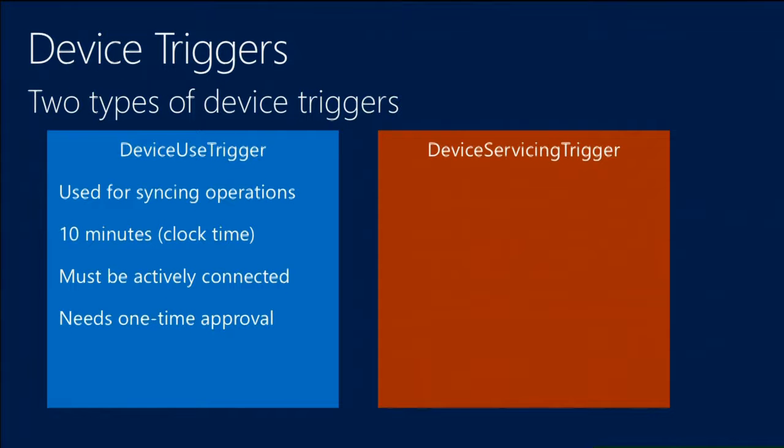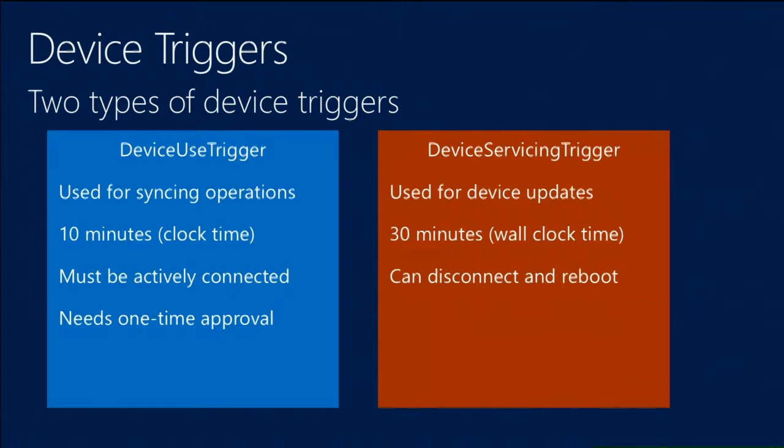The other is the device servicing trigger, and this is for doing basically flushes of code and stuff like that to your device. You get 30 minutes of wall clock time versus your 10, and the device can be disconnected. So if your process needs to reboot the device after updating the code on it, you're able to do that, and this process can wait for it to connect and continue on.